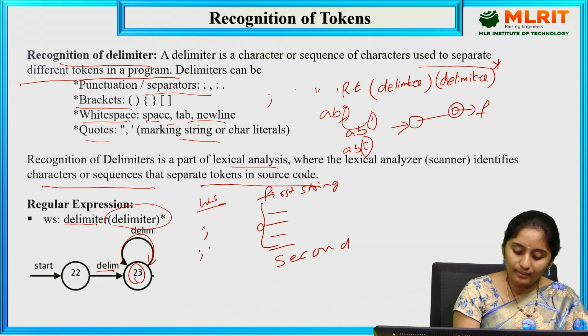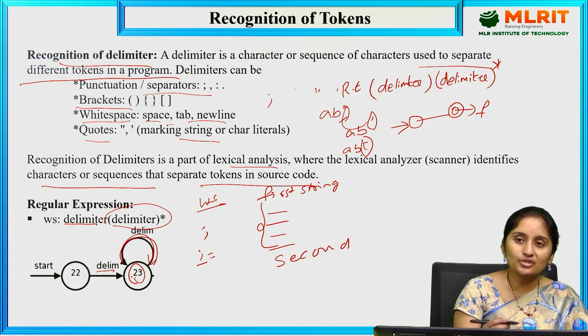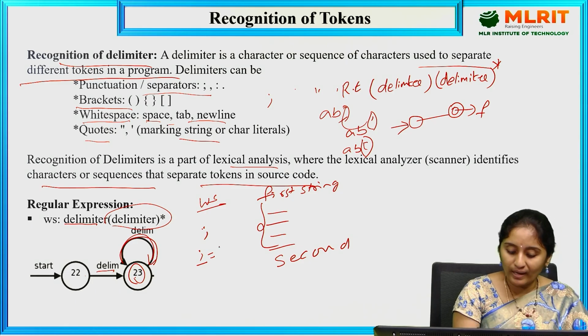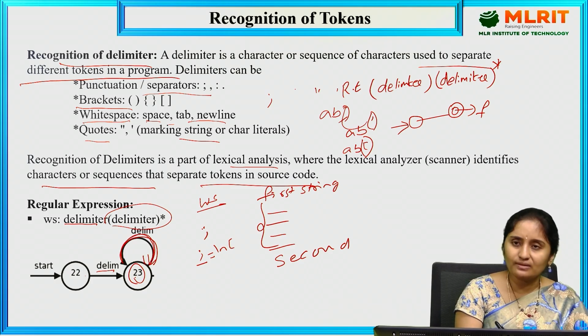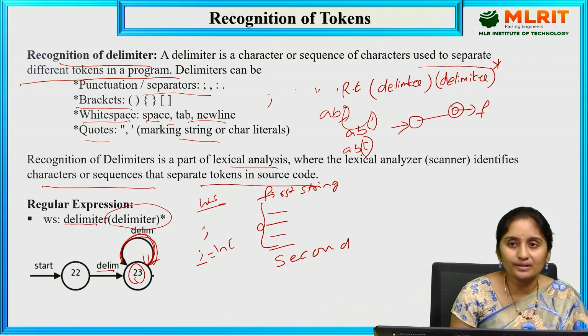If I have a delimiter or space, this is also accepted. So it comes here, the first semicolon will be read, then after that I have a space, so it comes here to the self loop. A self loop is nothing but zero or more, anytime. So if I have space or new line or open brackets, all these things will be read using this delimiter. The star points to zero or more occurrences. So this is nothing but recognition of delimiter.